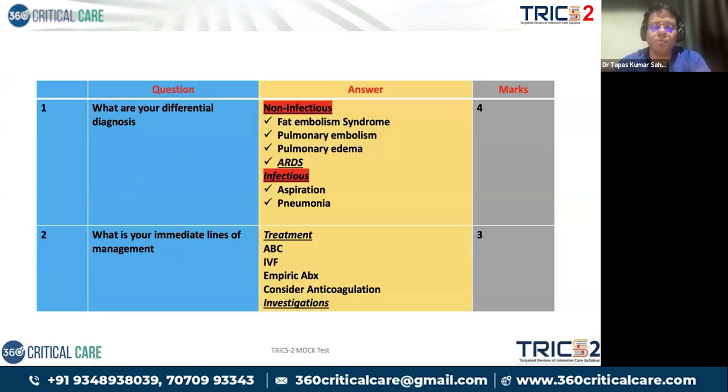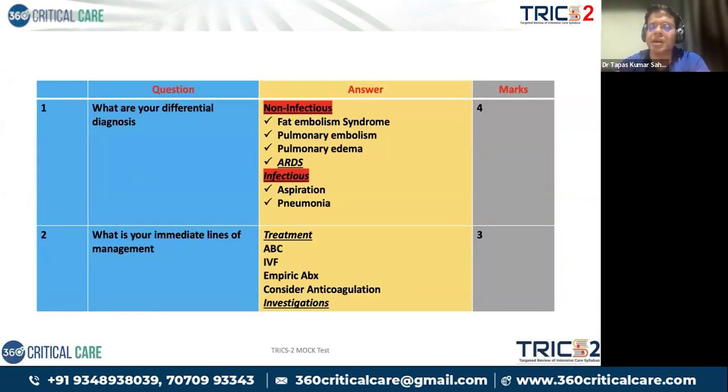So don't jump to, "Yes, this is a case of pneumonia." This is something like, no, aspiration pneumonia. This is something like, no, pulmonary embolism. No. Try to have a structure while you are answering. So in this question, if the examiner has kept 4 marks, they would be expecting that you are answering in this format.